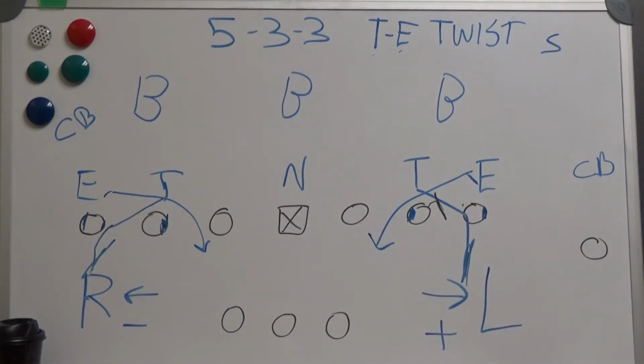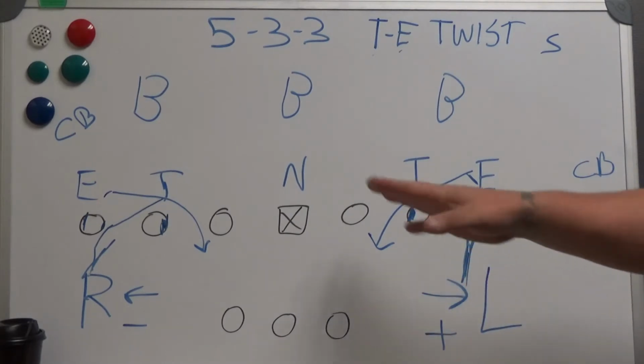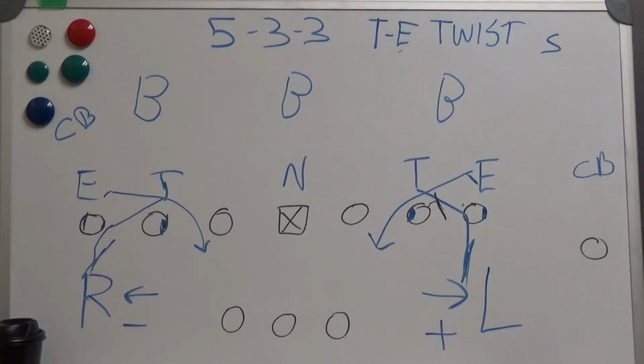Now, we could do a double tackle and twist. Both would be doing it at the same time. This is drawn up against a double tight formation. We'll teach the kids more about that.